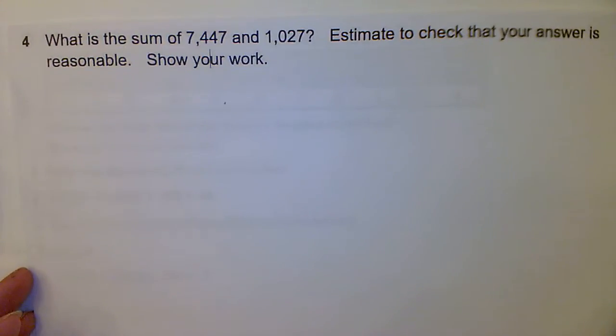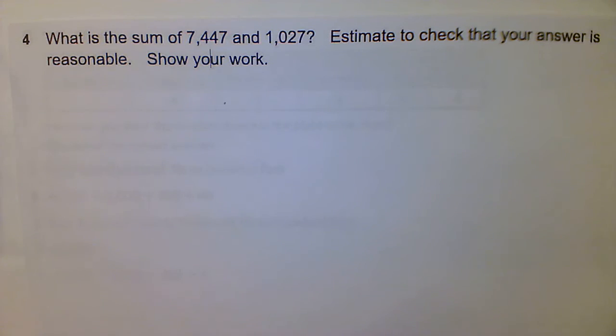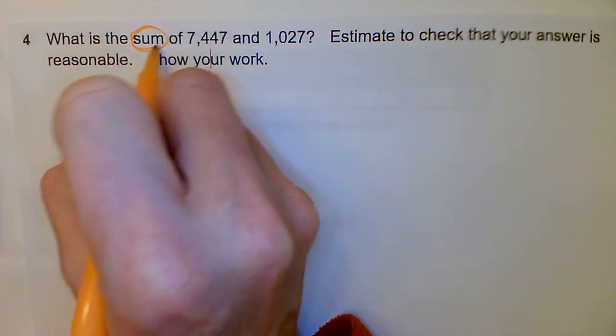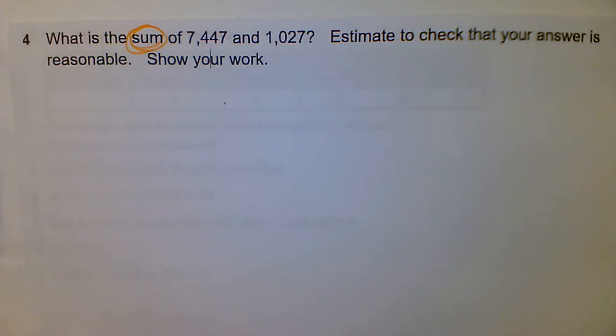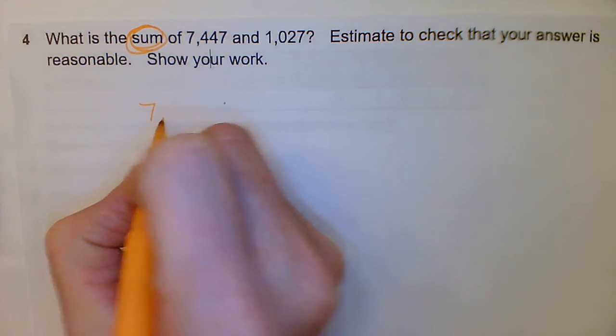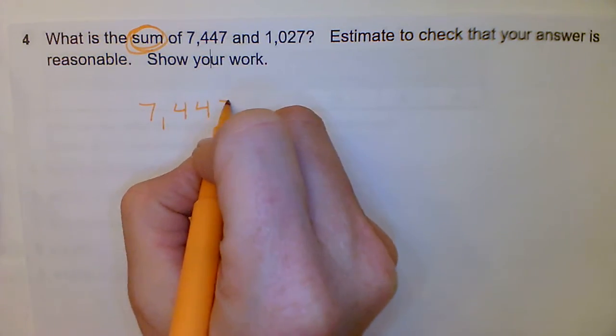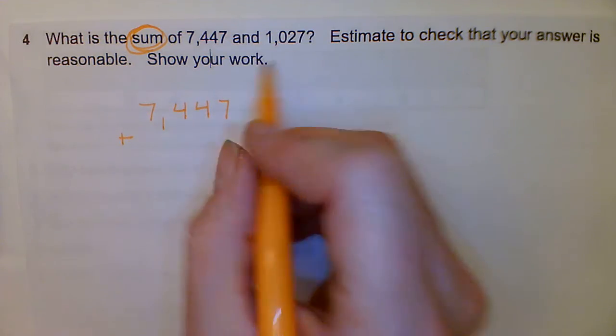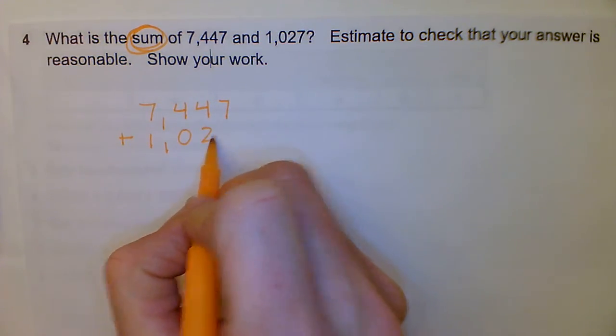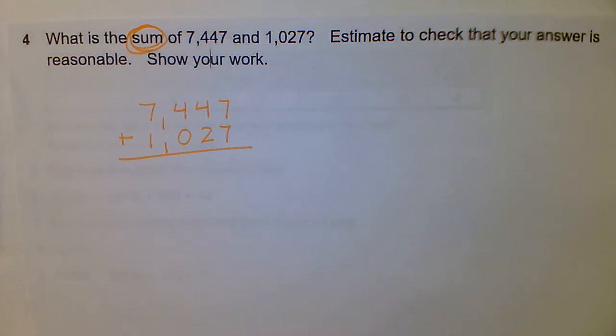Okay, so number 4, it says, what is the sum of 7,447 and 1,027? So the first thing you have to think about is, what does this word mean? How do I find the sum of something? When I want to find the sum, I'm going to add. It's addition. So let's go ahead and stack these and add these. So we want to stack them very carefully. So I have 7,447 plus 1,027. Now remember, we like to be really careful.